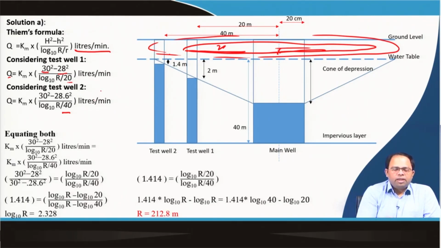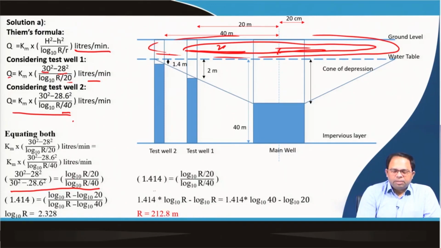We can equate both of them, and when we equate both of them, the yield will be the same in both the wells. So, Km into this first value, this yield, is equal to this yield, and then we can solve it like this, where 30 square minus 28 square divided by 30 square minus 28.6 square equals log to the base 10 r by 20 over log to the base 10 r by 40.